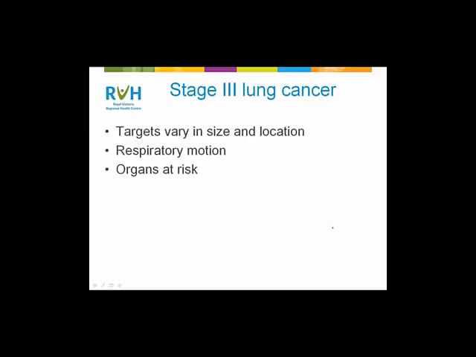One aspect of respiratory motion is how some of the decisions we make in planning may affect the accuracy of dose delivery when you're ungated. And finally, organ sparing is always a challenge, and I think there are some unique things that we look at with respect to stage 3 lung cancer.